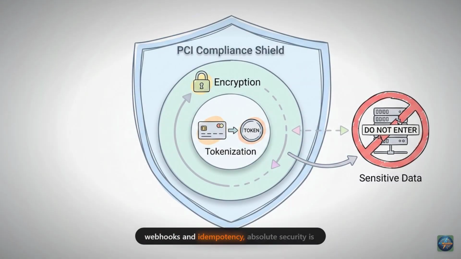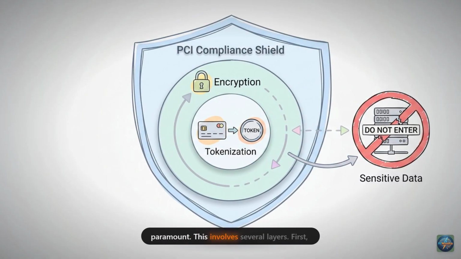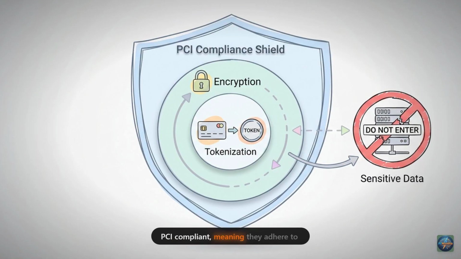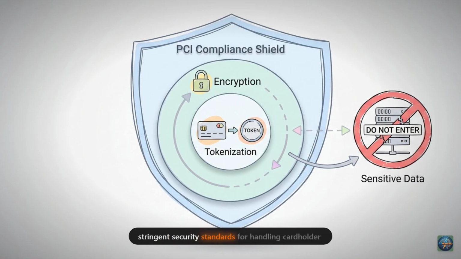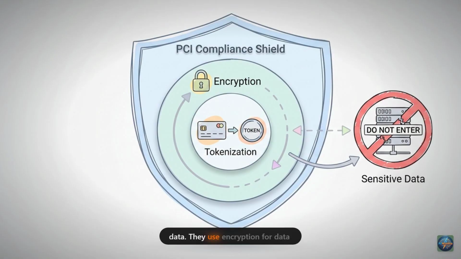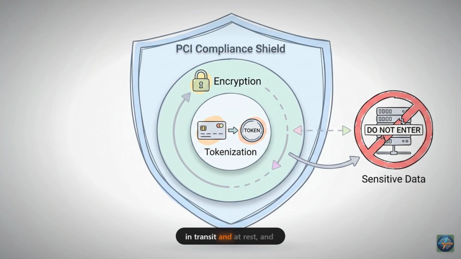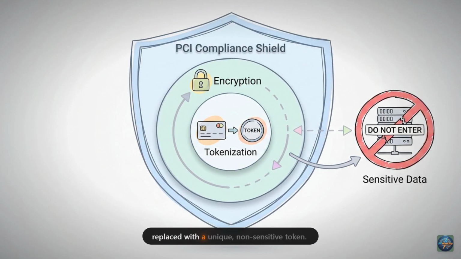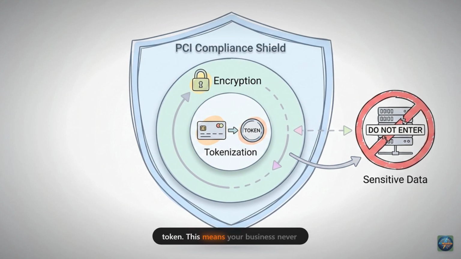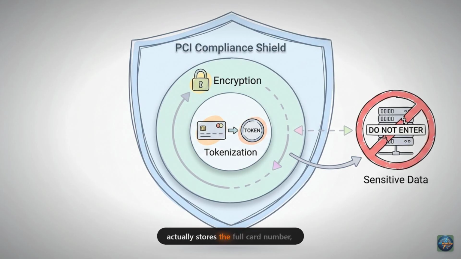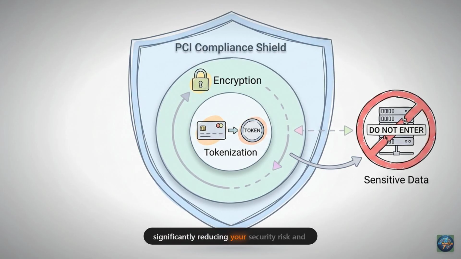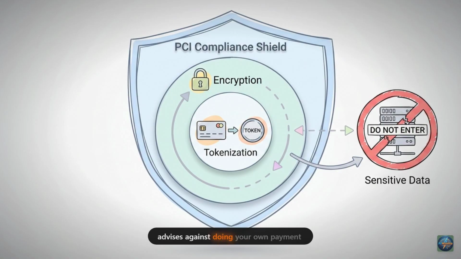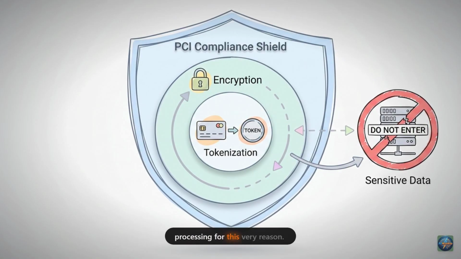Beyond webhooks and idempotency, absolute security is paramount. This involves several layers. First, payment processors like Stripe are PCI compliant, meaning they adhere to stringent security standards for handling cardholder data. They use encryption for data in transit and at rest, and tokenization, where sensitive card details are replaced with a unique, non-sensitive token. This means your business never actually stores the full card number, significantly reducing your security risk and compliance burdens. The web dev community strongly advises against doing your own payment processing for this very reason.